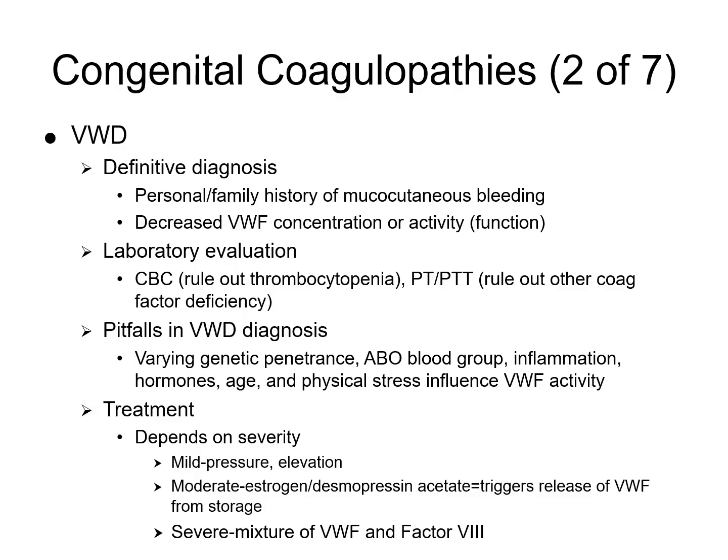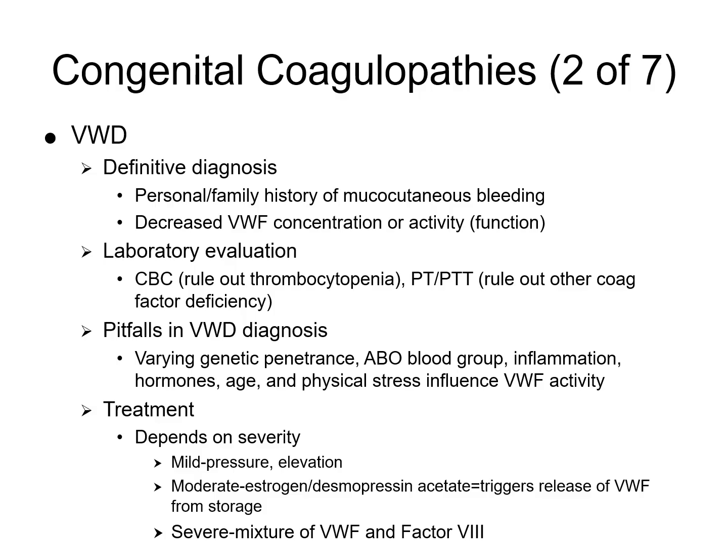The PTT may be prolonged if factor 8 levels are significantly reduced. So that one could be normal, but it may be prolonged. There can also be some specialized von Willebrand factor assays. So you have your, like we mentioned earlier, von Willebrand factor antigen and activity. Same with your factor 8 activity. And we can also do a von Willebrand factor multimer analysis. And this is to help classify those subtypes from 1, 2, or 3.